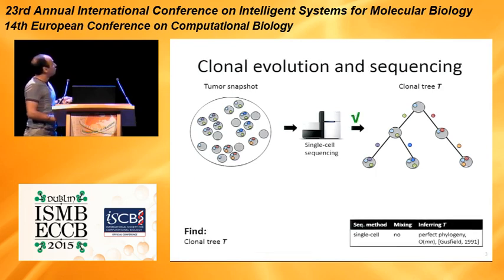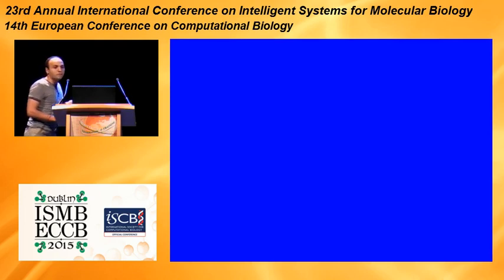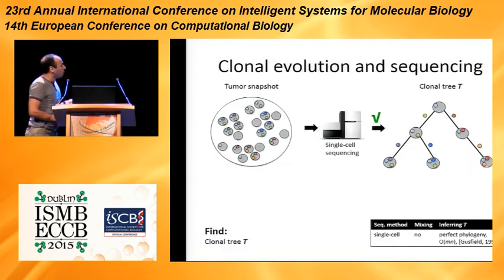So let's zoom in a little bit on this sequencing. So as mentioned by the previous speaker, if you would use single-cell sequencing, we wouldn't have much of a problem because basically our data would correspond to measurements of individual cells, and these are directly the vertices of this tree. So there's no mixing going on. And because of the infinite sites assumption, we can apply perfect phylogeny theory to infer this tree in linear time. So that's if you would use single-cell sequencing.